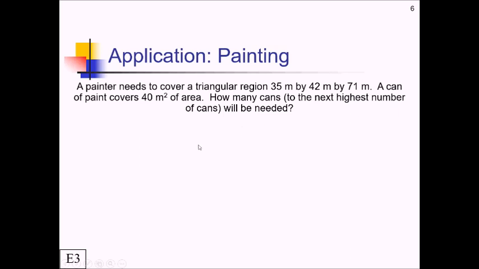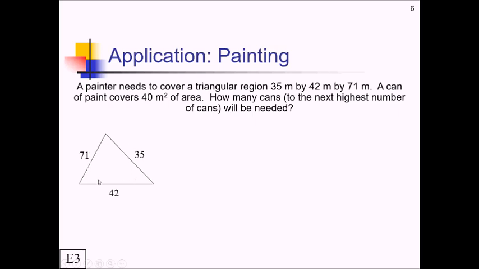All right, so just like with the real-life SOHCAHTOA problems, this is a good one to draw a diagram for. So we've got a triangle, and we've got 35, 42, and 71, and this is not really drawn to scale even remotely, but it's a triangle with some numbers on it. So to figure out how many cans of paint we need, we first need to find the area of the original triangle. And then we could divide that by 40 to see how many cans of paint we have to use to cover that.